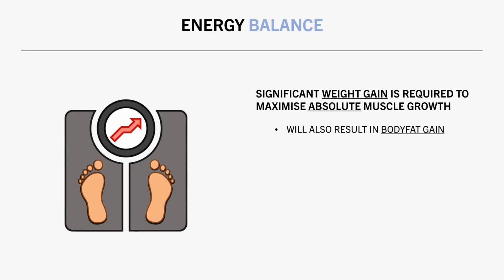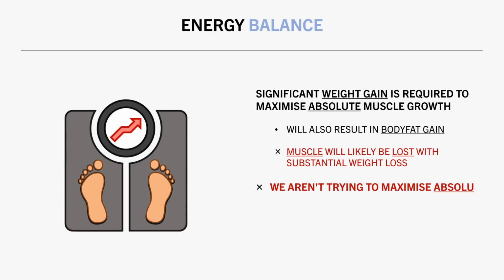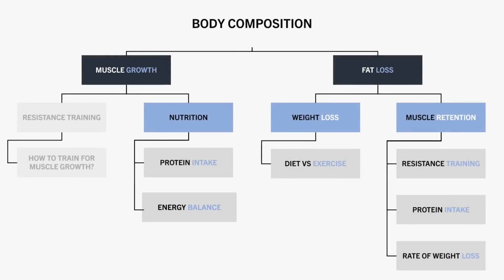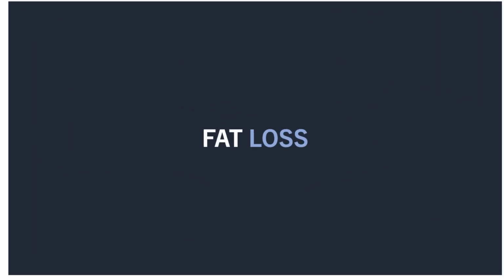And if you were to then lose substantial body fat, a proportion of this muscle mass will likely be lost too. So ultimately, most people probably shouldn't be trying to maximize the absolute amount of muscle mass at all costs, as this will mean being at a very high body fat. Instead, we are more concerned about the relative amount of muscle mass we carry at a given body fat percentage. And depending on your current body fat and what your current goals are, you can determine your goal energy balance state. Moving on, let's now look at how to achieve fat loss.